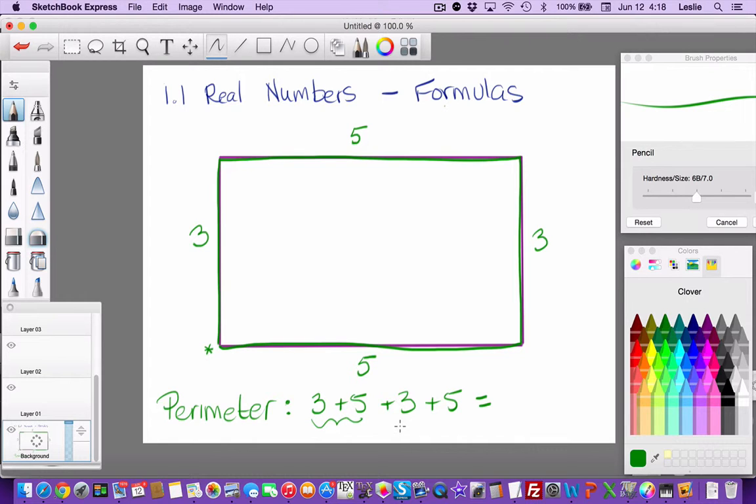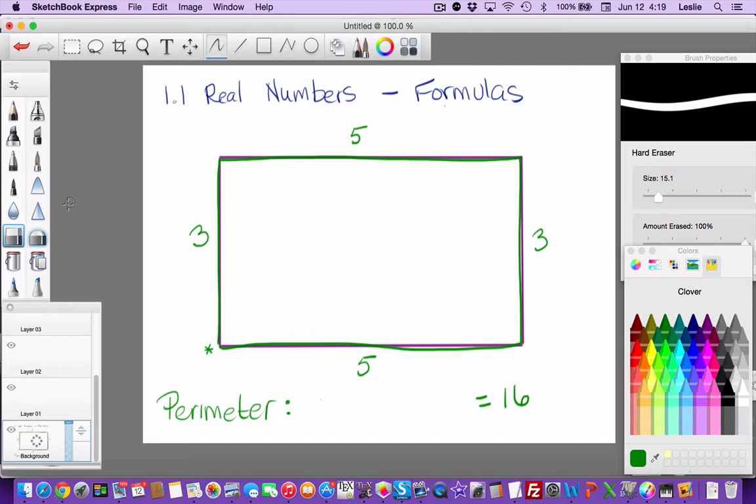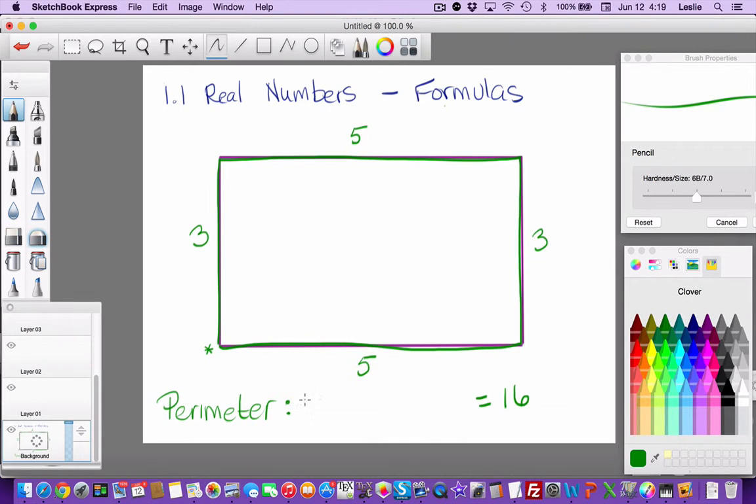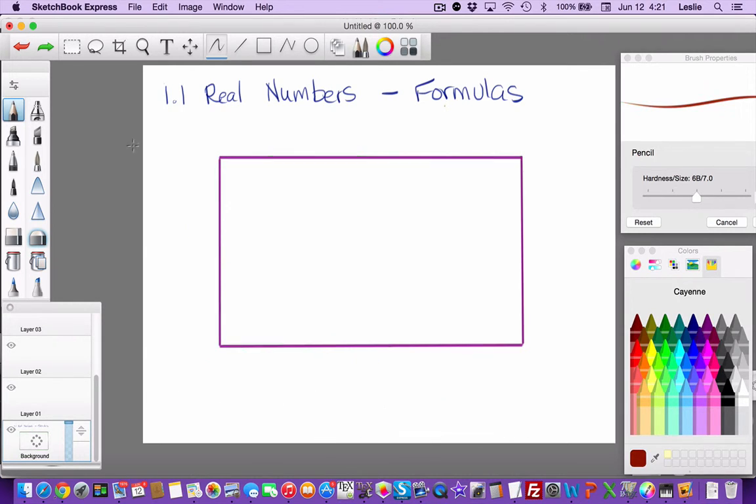3 plus 5 is 8. 3 plus 5 is 8. And 8 plus 8 is 16. Since what I'm doing here is adding up the lengths of the sides, I could actually add them in any order. What happens if I add the two shorter sides together first, and then add the two longer sides? That gives me 6 plus 10, and 6 plus 10 is still 16.